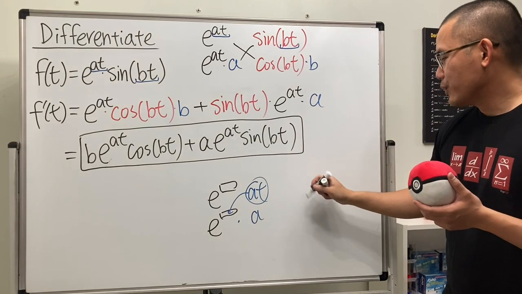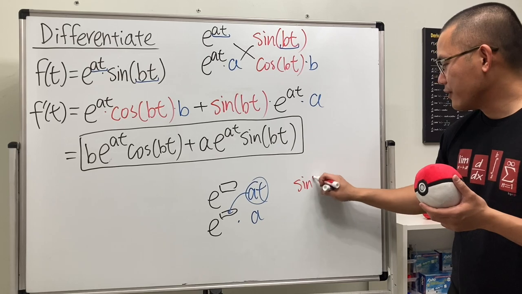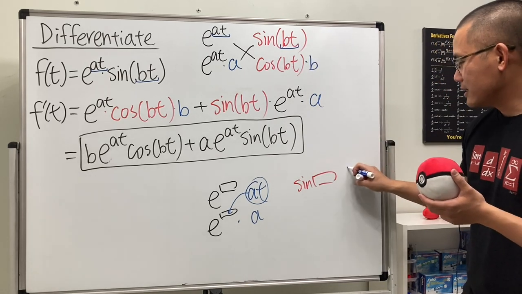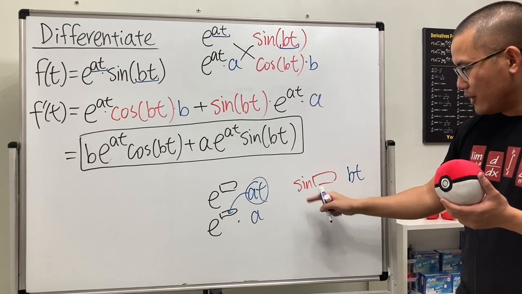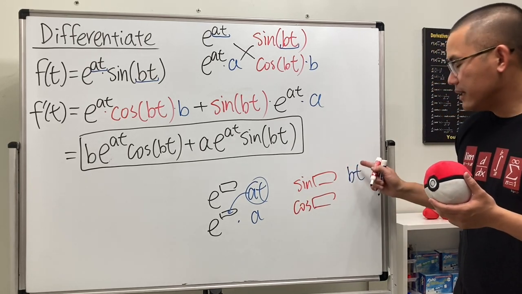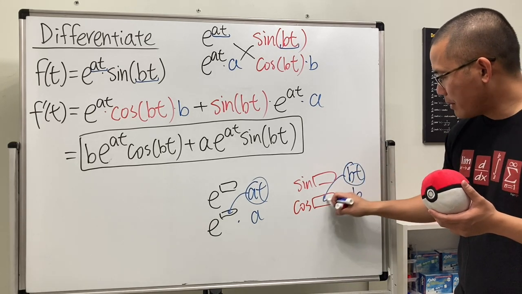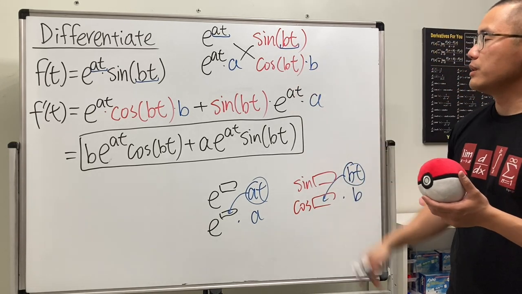Now, for this, we have the sine of bt. So we will have sine of a box, and the inner function is bt. Differentiating sine, we get cosine of a box. And then differentiating bt, we just get b. So you see, we put this in the box and multiply, and that's exactly how we get that.